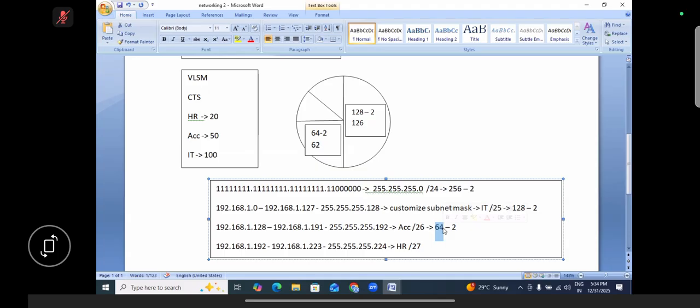So if we have slash 26, we'll have 64 combinations in one network. This is called network sizing, subnet sizing. This is very, very important for VPCs. Clear, guys? Right.